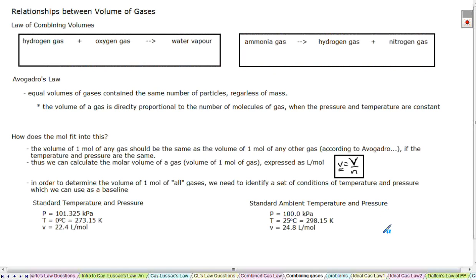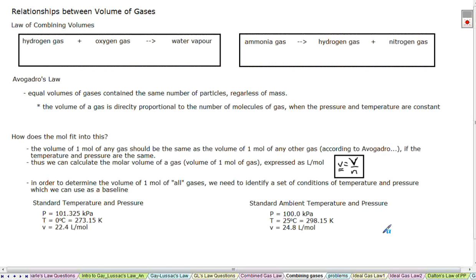Alright, for this lesson, we're going to start to take a look at the relationships between the volume of gases. Specifically, we're looking at Avogadro's law and how it pertains to gases undergoing chemical reactions and how we can connect the mole to volume of a gas.